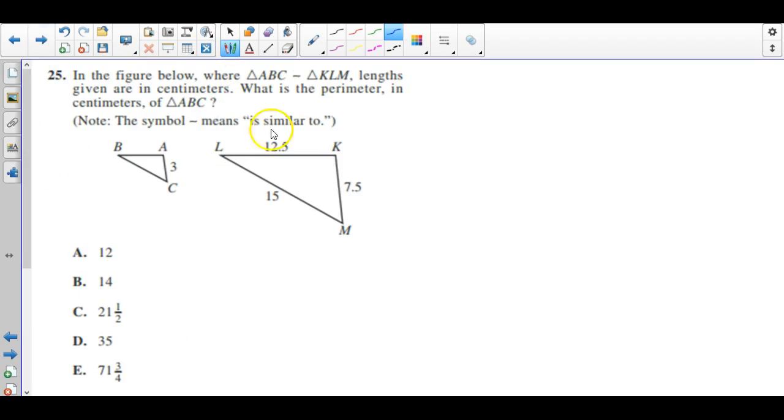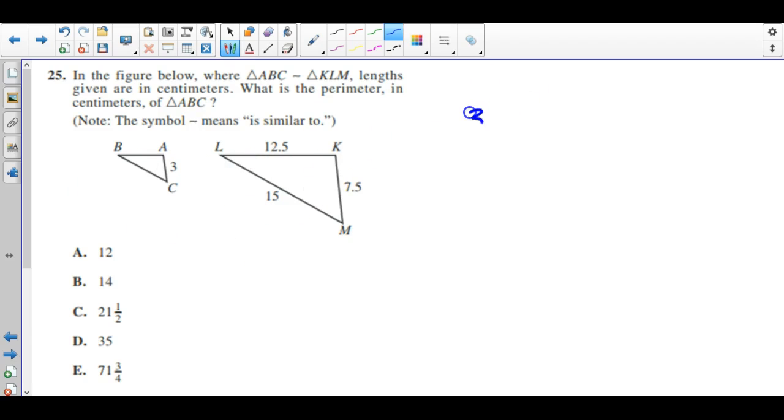Alright, in the figure below, now we're talking about 2 triangles that are similar, so that's what this little squiggly tilde means, and their lengths are given in centimeters, and we want to know the perimeter of triangle ABC. So we know that the 2 triangles are similar, which means the perimeters are proportional just as the sides are.